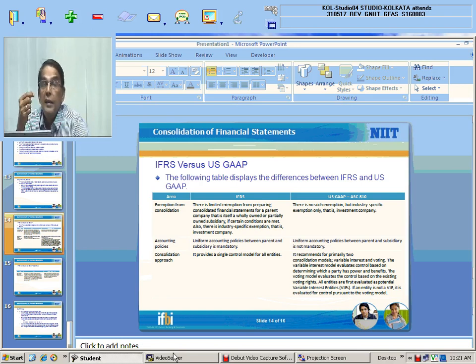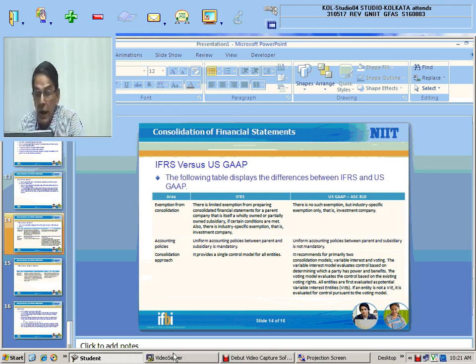That means, B is a company, and C and D are subsidiaries of B. Now B can itself be a wholly owned or partially owned subsidiary of A. In that case, there will be limited exemption available to B in preparing consolidated financial statements. Certain conditions have to be met. There is also an industry-specific exemption, that is, investment companies are also exempted. Under US GAAP ASC 810, there is no such exemption, but an industry-specific exemption is available, that is for investment companies.